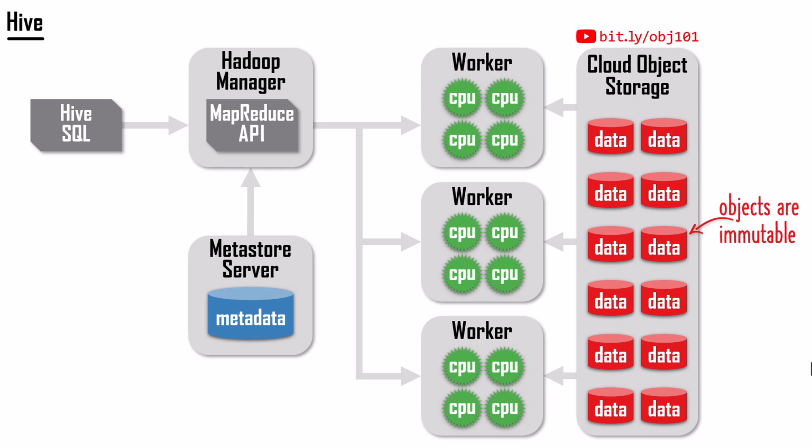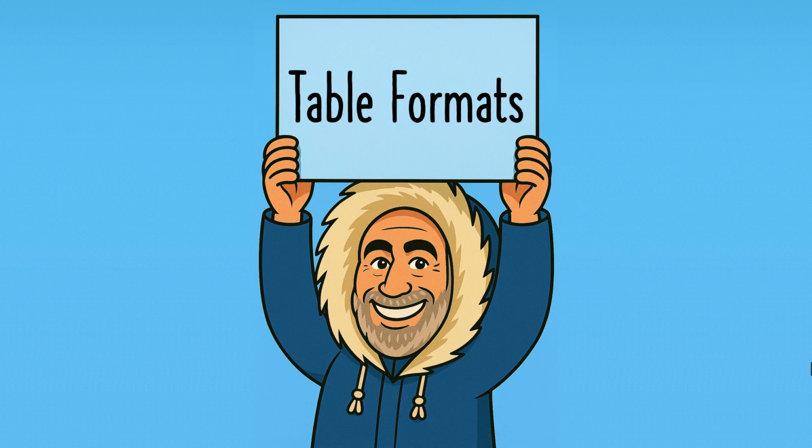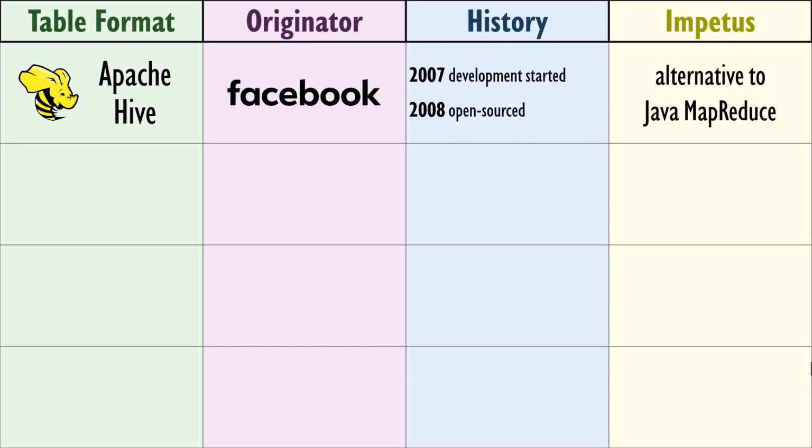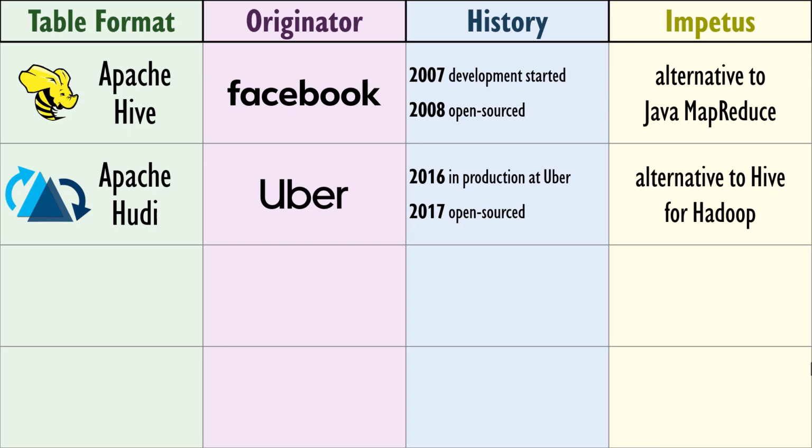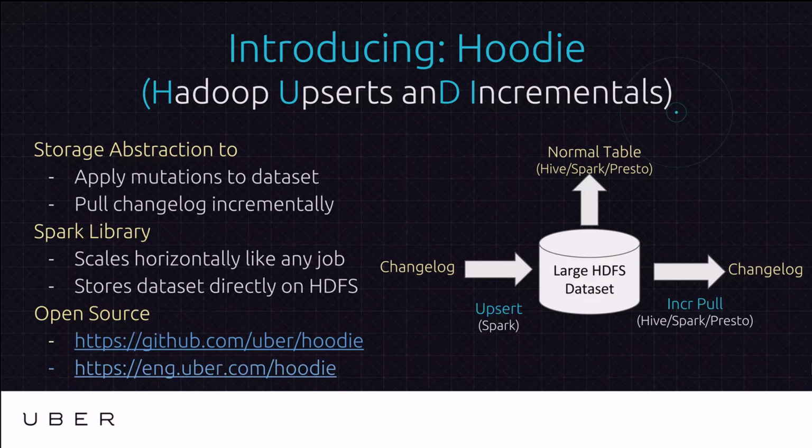Apache Hive was the first open table format. It was started by Facebook back in 2007 and open-sourced a year later. Because Hive didn't age well, multiple projects attempted to develop a better table format. The first attempt was started at Uber in 2016, and the project's first name was spelled hoodie, like the sweatshirt, as shown on this old Uber slide. Hoodie was primarily designed for updates and inserts in Hadoop.